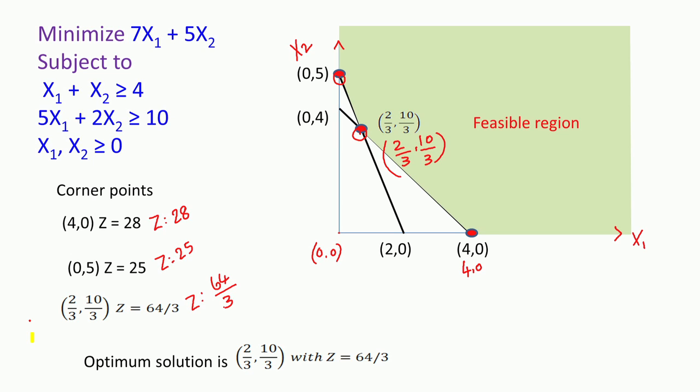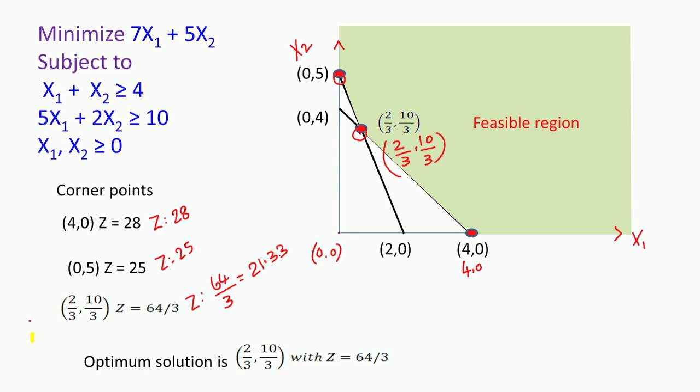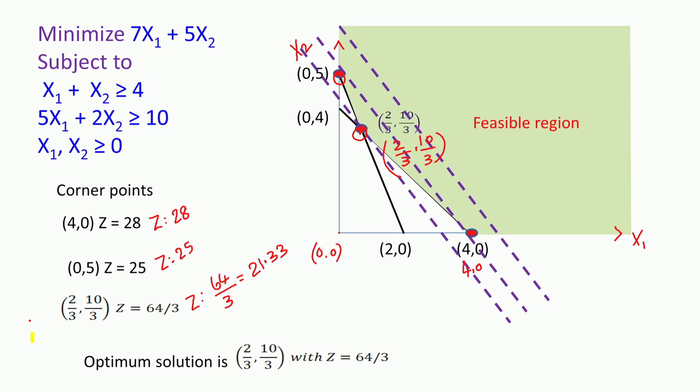Now, we have 28 for this corner point, we have 25 for this corner point, and we have 64 by 3, which is 21.33 for the other corner point, which is 2 by 3, 10 by 3. Therefore, the optimum solution to this minimization problem is that corner point which has the smallest value of the objective function, and out of these 3 we realize that the point 2 by 3, 10 by 3 with 64 by 3 has the smallest value and therefore is the optimum solution. So, this point is the optimum solution with value 64 by 3.